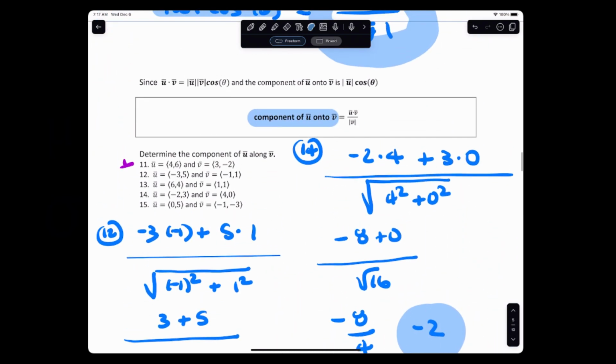So ladies and gentlemen, we're ending the dot product. These are some interesting ideas behind the dot product. You can find the angle between vectors, you can find when they're perpendicular, and you can find the shadow of a vector, the length of the shadow. So we're going to apply these things tomorrow.